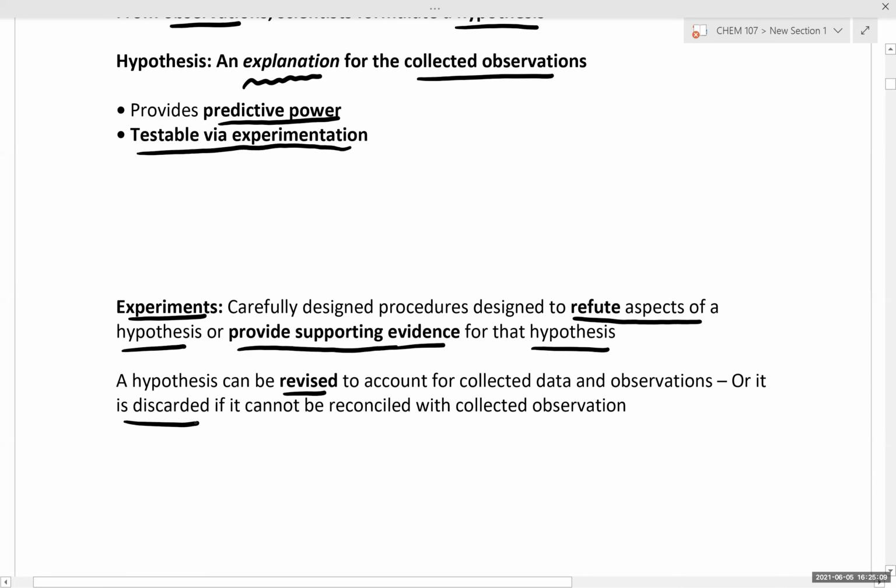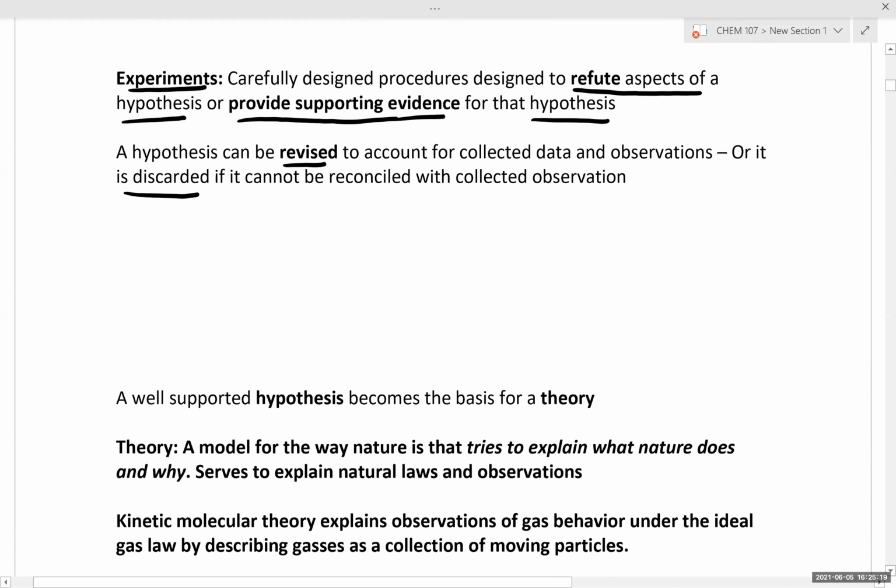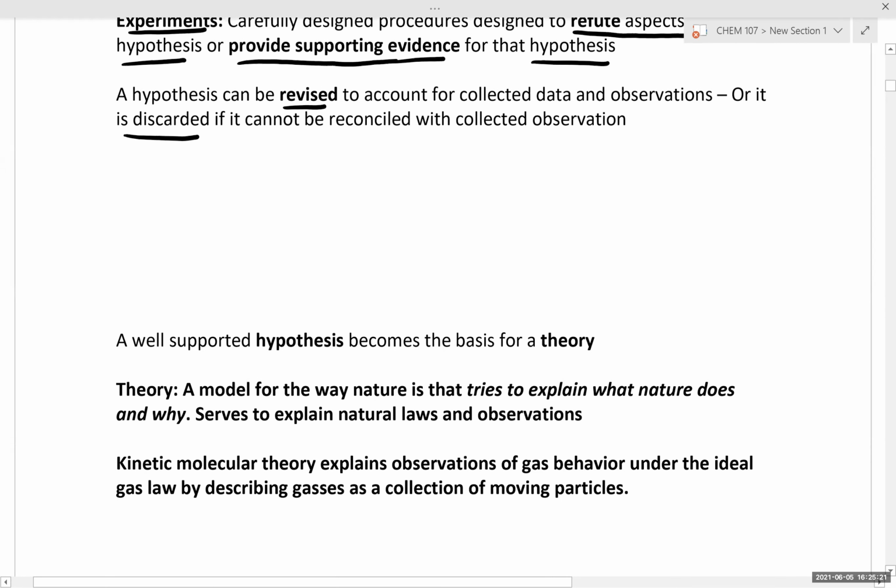So after this long process of proposing a hypothesis, performing experiments in an attempt to refute or support the hypothesis, eventually a hypothesis becomes a well-supported hypothesis that serves as the basis for a theory. So a well-supported hypothesis becomes the basis for what's known as a theory. And a theory is a model for the way nature is that tries to explain what nature does and why. It serves to explain natural laws and observations.